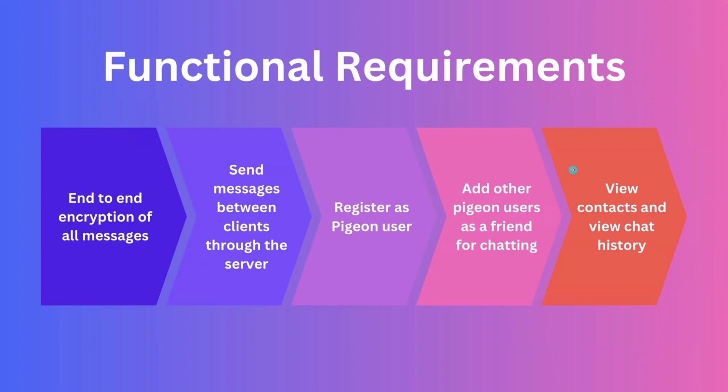You should be able to register as a Pigeon user and have a unique identification. You should be able to add another Pigeon user, and you should also be able to be added as another Pigeon user. You should also be able to view contacts, view your friends, and view a chat history.